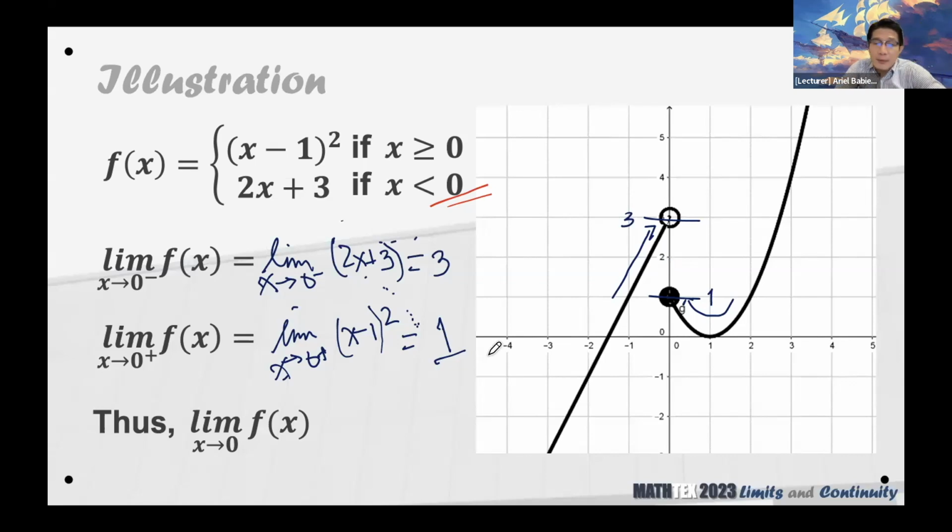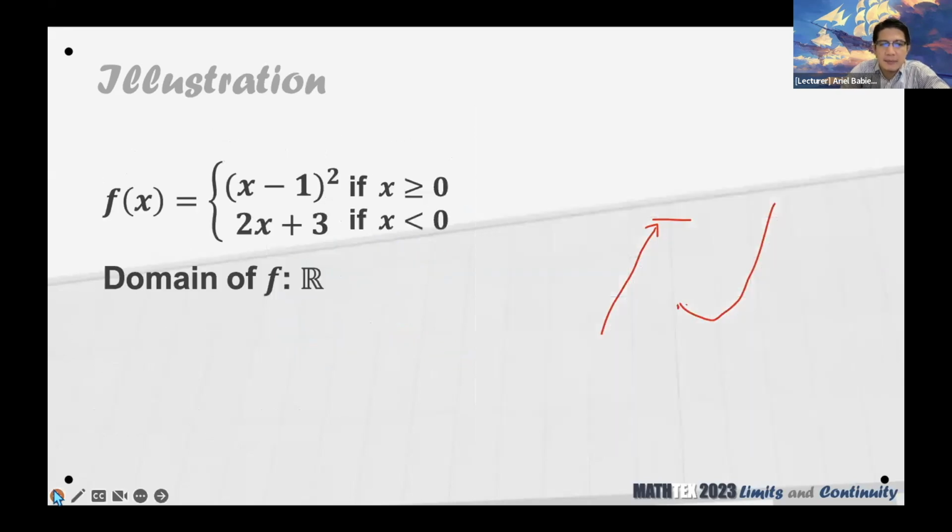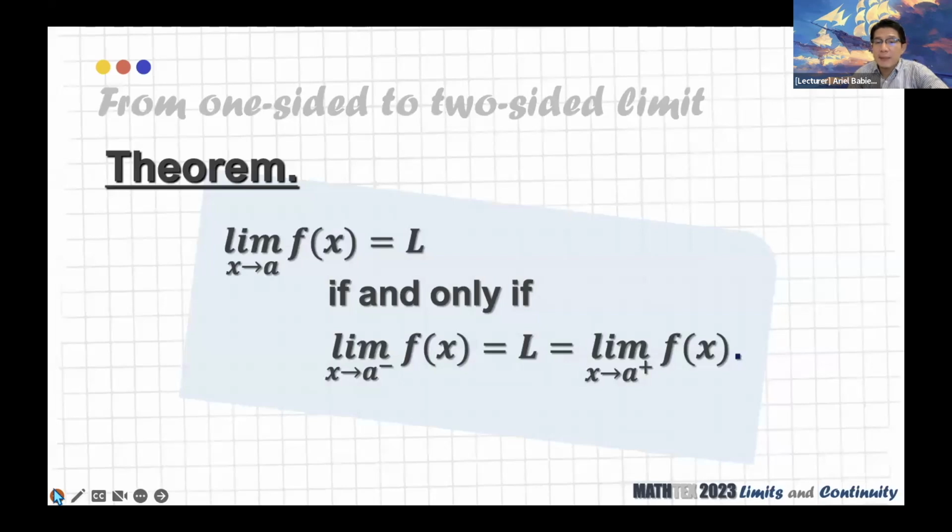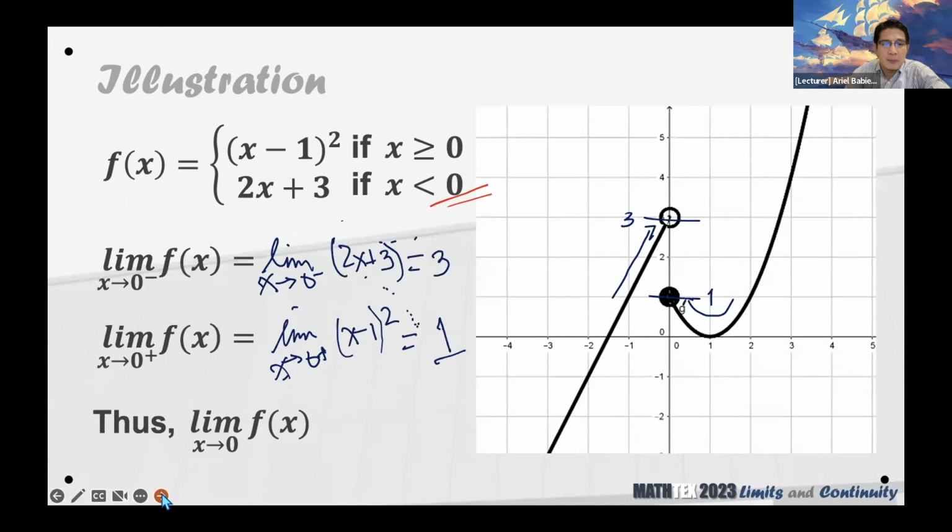Okay? So now, what will this tell us about the limit of our function as x approaches 0? Balikan natin yung ating result kanina. Ang sabi natin, the limit of a function as x approaches a is L if and only if the limit from the left is equal to the limit from the right and both are equal to the same value L. So ano masasabi natin dito? What can we say about the limit of the function as x approaches 0? Anyone?